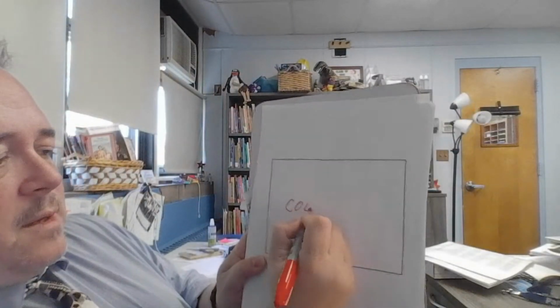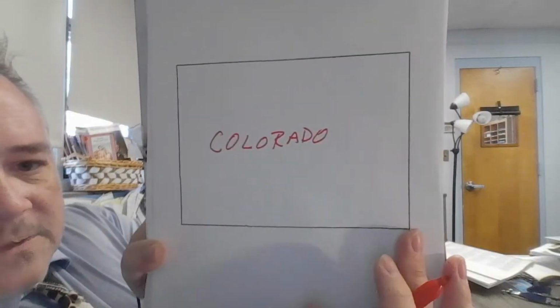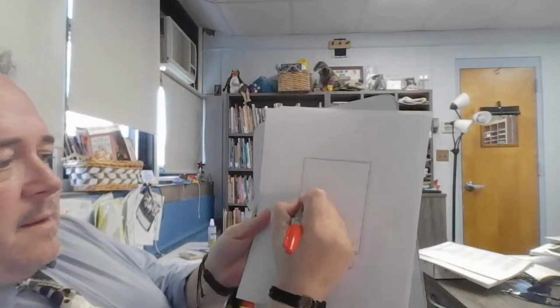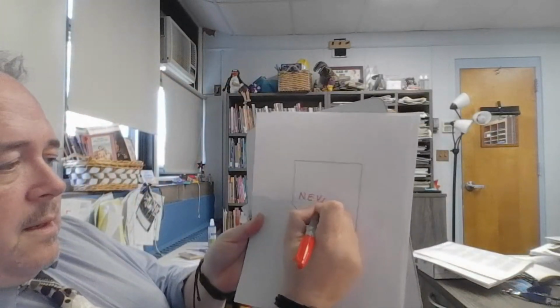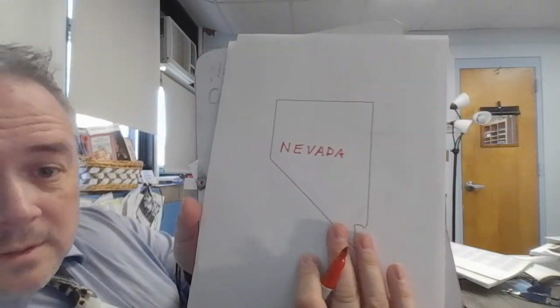Colorado comes from a Spanish word. It's a Spanish word that actually means red. It's the color that something is colored red, right? This next state over here is Nevada. It's shaped like that. And actually, that's a Spanish word too, which means snowy. It's covered with snow, right?